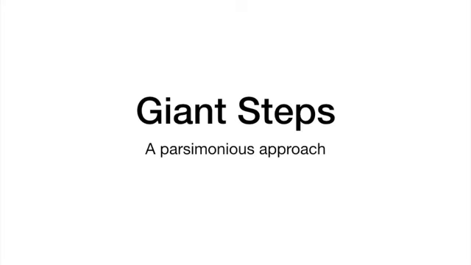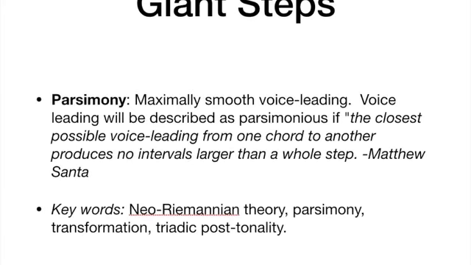So first of all, let's look at parsimony. Parsimony basically is maximally smooth voice leading. That could be voice leading between chords. It could be voice leading in melody as well. As we see here, it's the closest possible voice leading from one chord to another that produces no intervals larger than a whole step. So the voices within the transition from one chord to the next are not leaping around. They're moving smoothly by preferably half step, but no bigger than a whole step.